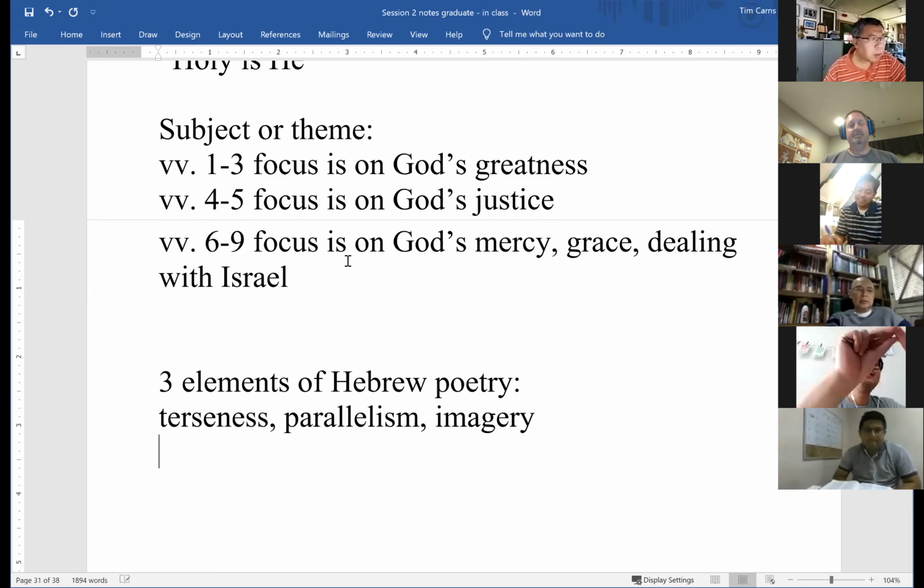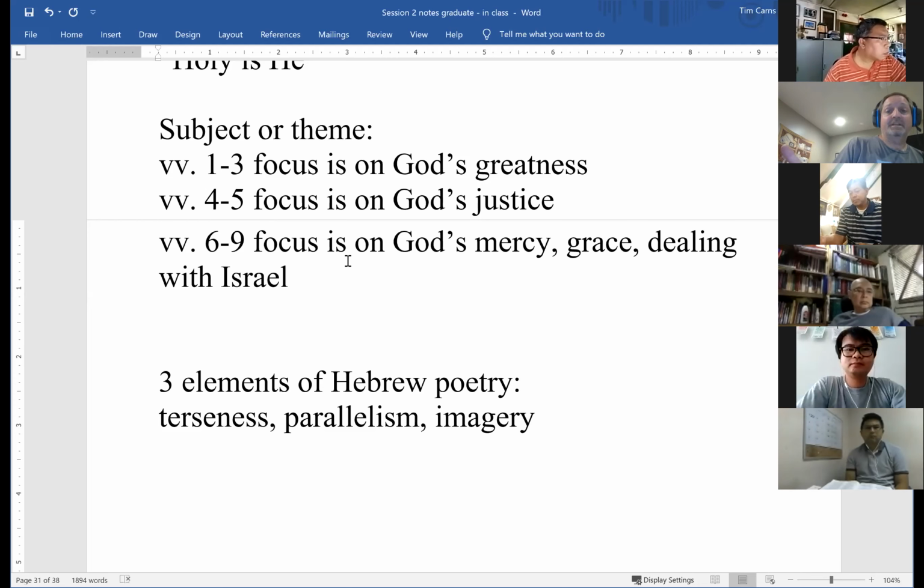Okay, terseness, that is just the brevity, the shortness. Parallelism is very common in Hebrew poetry, very common in the Psalms and in Proverbs, but it's not used all the time. But if you're studying a psalm, it's likely you're going to see parallelism in almost every verse. And then imagery is a 3rd element, and that's where we deal with figurative language and things like that.